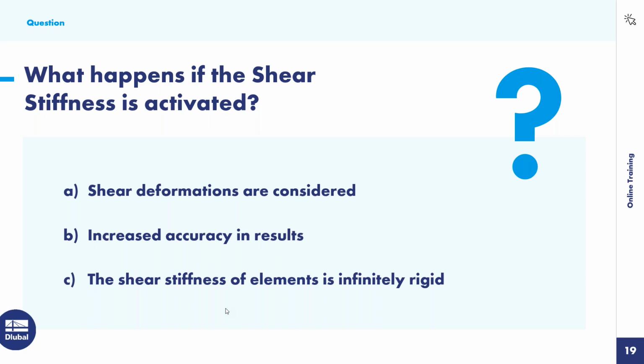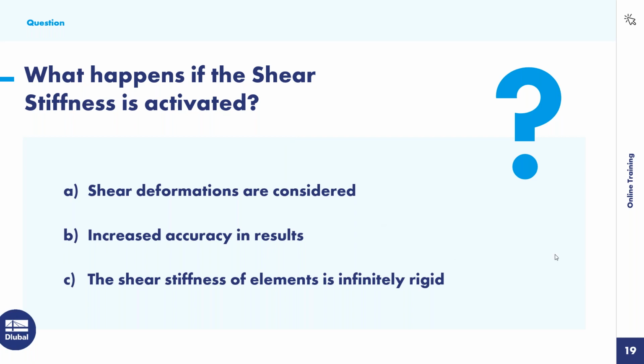And this one is a little difficult because B could be considered correct, increased accuracy and results, but B is simply a result of the shear deformations being considered. So I understand why some people said B, but the correct answer is shear deformations are considered, and that's what happens when shear stiffness is activated. When shear stiffness is not activated, then the stiffness is considered to be infinitely rigid.